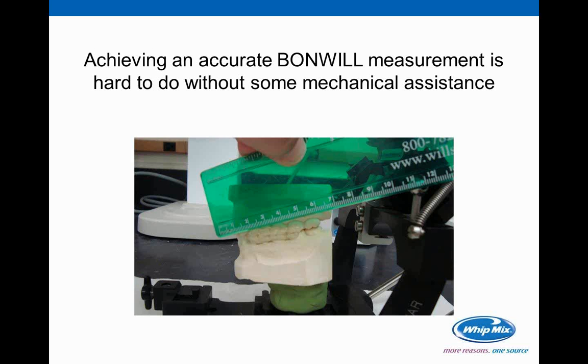Okay, now achieving that accurate Bonwill measurement is pretty hard to do without a little bit of mechanical assistance of some kind. You can get out a ruler like this and you can try and measure, but the models get in the way and it's tough to do. You can get close, and close is better than far away, but it's not as accurate as you could.